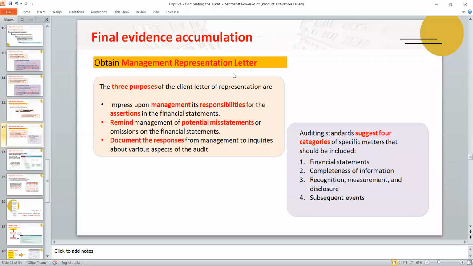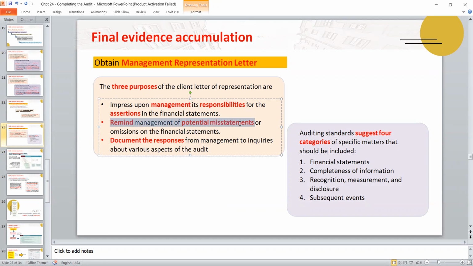So for the management representation letter, there are three purposes. First, impress upon the management their own responsibility for the assertions, and remind the management about the potential misstatement. And this is the important one: document the response from the management. That letter becomes the response from the management. It's a kind of guarantee for the auditor.